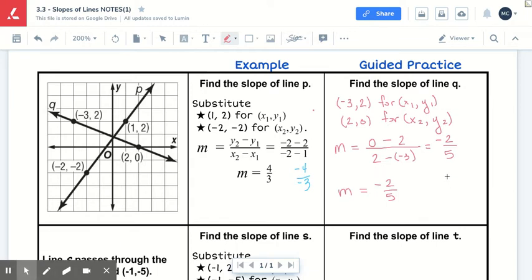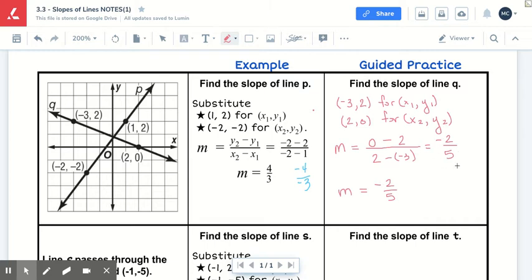All right, welcome back. So for this one, I chose the point (-3, 2) from line Q to be my x1, y1, and I chose (2, 0) for my x2, y2. Those could be different. You could choose (2, 0) for x1, y1. You'll still get the same result. So then I use the formula: m is equal to y2 minus y1 over x2 minus x1.